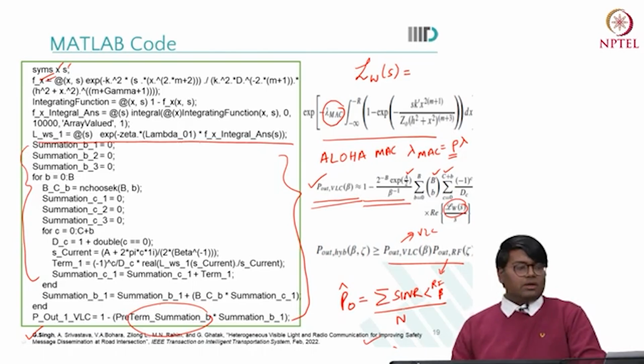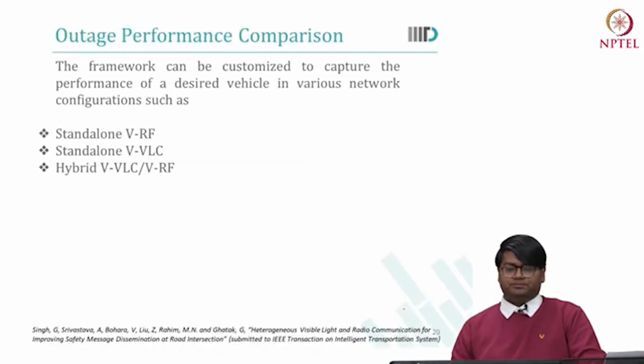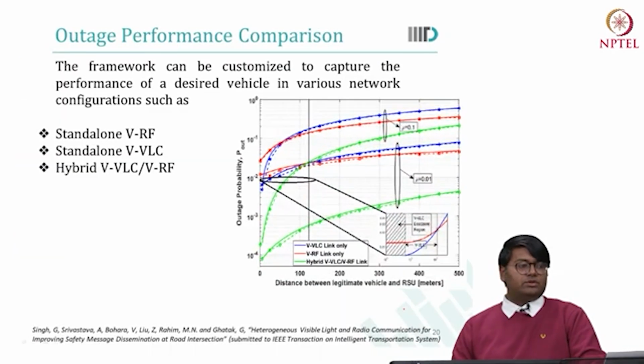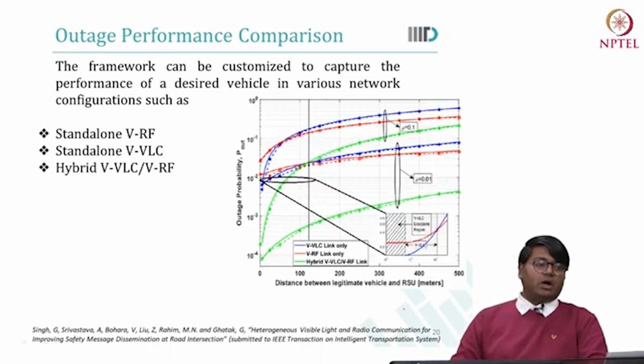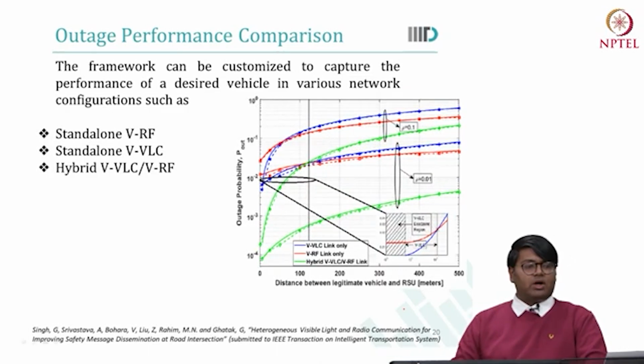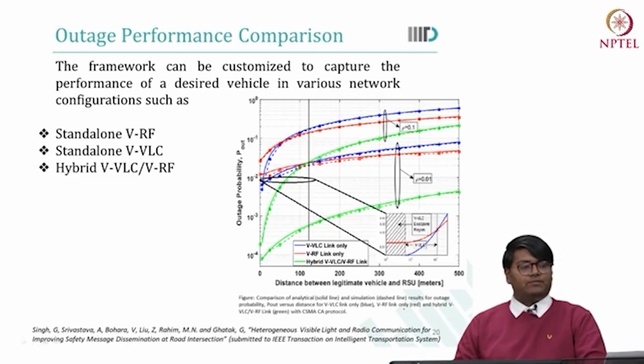Now I'm quickly going to discuss a few simulation results of outage probability for the standalone vehicular radio frequency link, the vehicular VLC link and the hybrid vehicular VLC RF link with CSMA, or carrier sense multiple access with collision avoidance protocol.